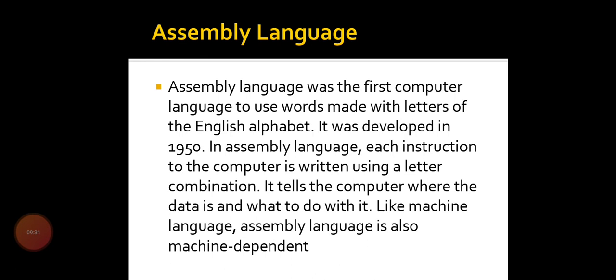Now, assembly language. This is the first computer language to use words with the letters of the English alphabet. Before this we were only using zeros and ones. Assembly language was the first that used English alphabets. It was developed in 1950. This is very important for objectives. Each instruction to the computer is written using a letter combination.